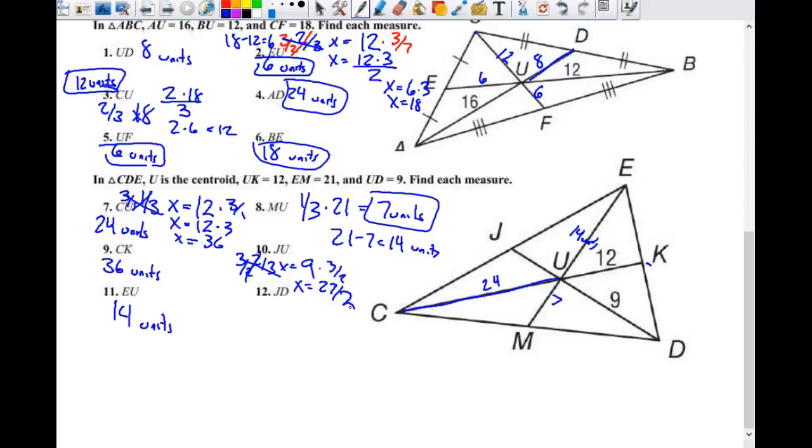What's 27 divided by 2? 13.5. Stop and think about this for a second. Do you think this small little portion here is 13.5 units? No, the entire thing is 13.5. We know JD is 13.5 units. We know this part, UJ, has to be 13.5 minus 9, which ends up being 4.5 units.